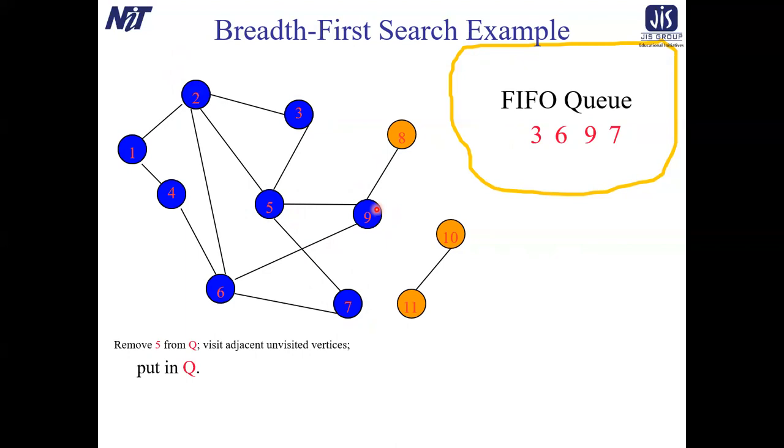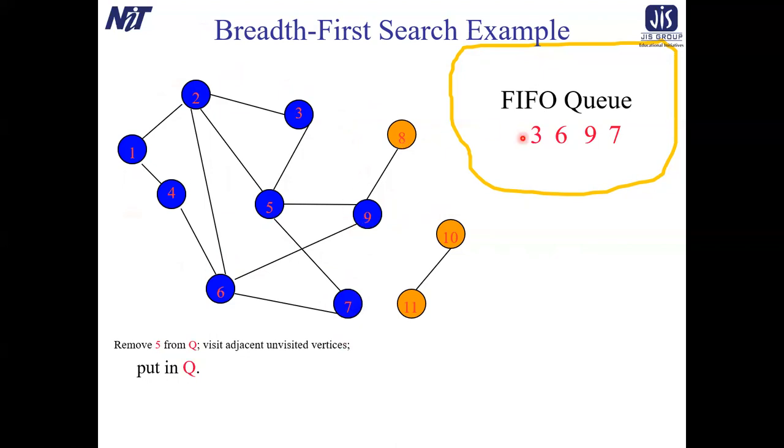Since this graph is an undirected graph, you can visit in any sequence. From 5 you can visit first 9, then 7, or first 7, then 9. As you wish, you can do it.